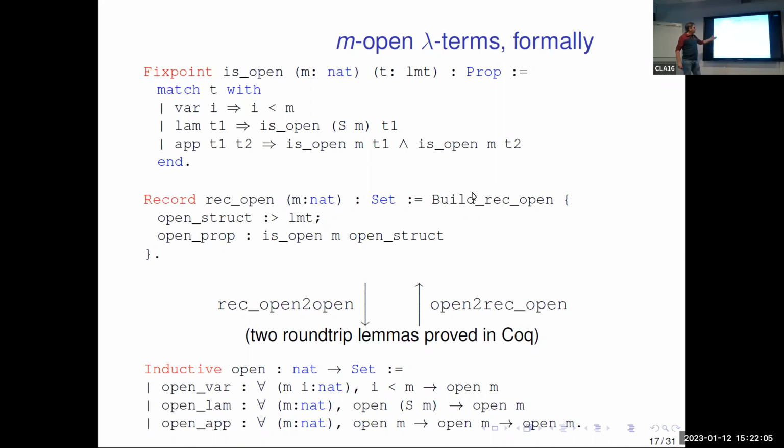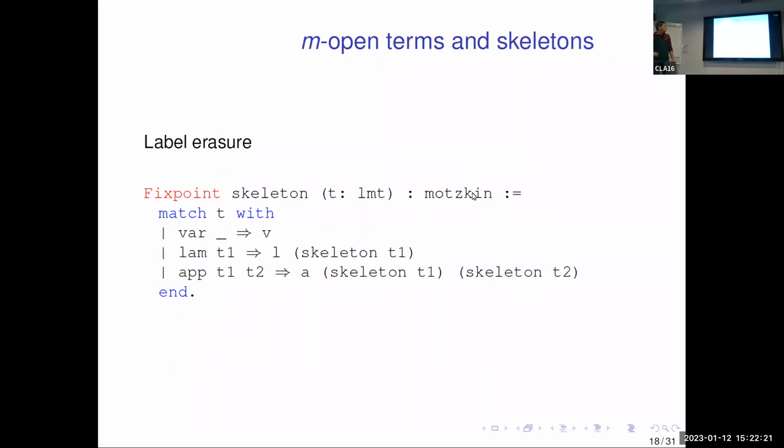And so you can prove that these two representations are equivalent. You have a transformation function here, and you can prove the two round-trip lemmas, which say that they are bijections, they are inverses.